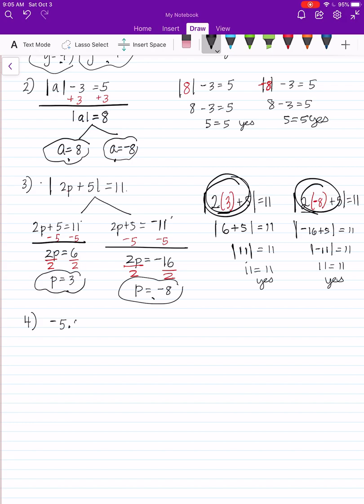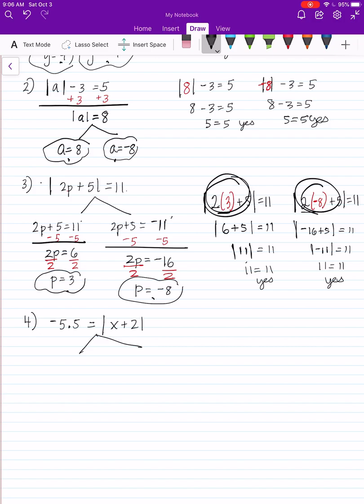Negative 5.5 equals the absolute value of x plus 2. Notice I flipped what side the absolute value is on. Does not mean anything different. Next, what I have to do is isolate the absolute value. It's already isolated. It's by itself. So I can immediately split it up into 2.